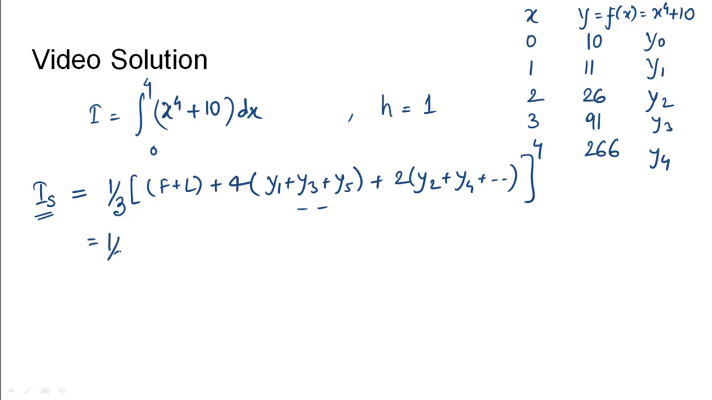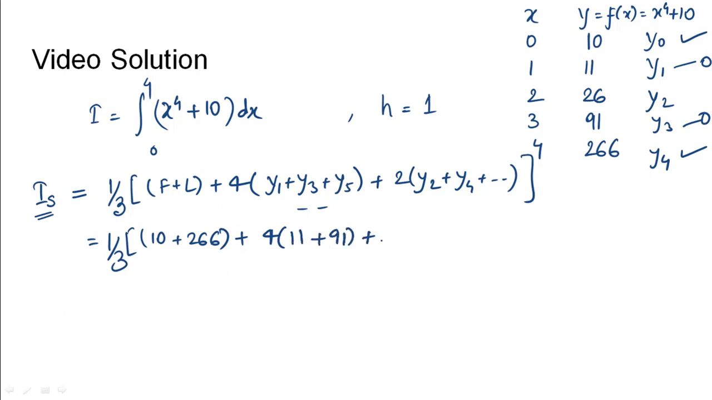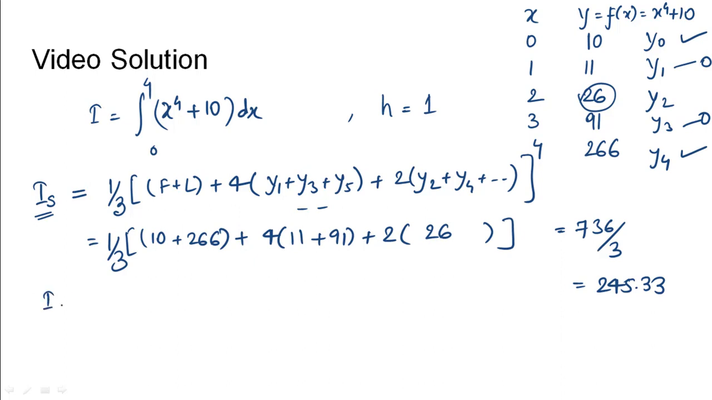Here we will substitute the values. The first plus last, that would be y0 and y4, so that would become 10 plus 266, plus 4 times the odd ordinates, that would be y1 and y3, which are the odd values, so 11 plus 91, plus 2 times the sum of even ordinates. Here we only have one even ordinate, that is 26, so 2 times 26. This value would turn out to be 736 divided by 3, that would become 245.33.